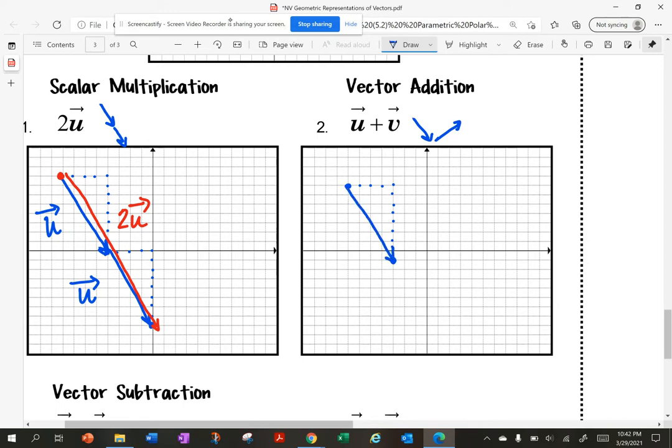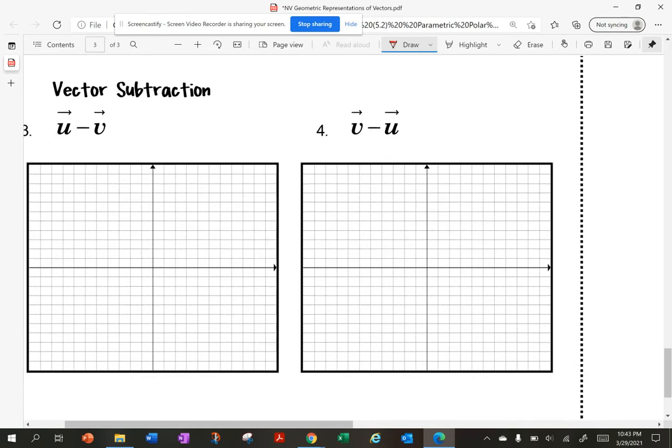So here is vector u. Now vector v we said is 6 to the right and 2 up. So doing tip to tail, here is my vector v. So my resultant vector, I start out at the first tail and go to the last tip. So this is vector u plus vector v. I can also subtract.